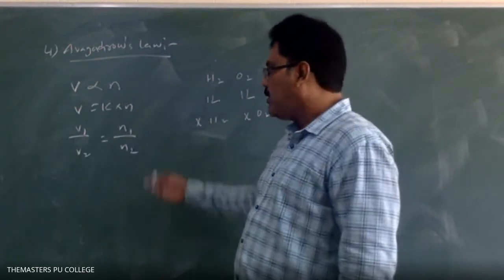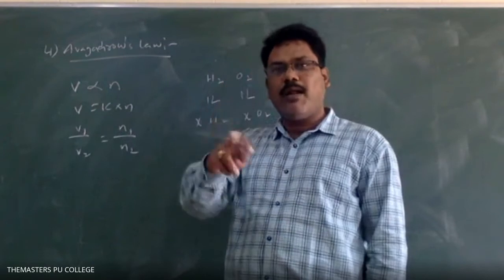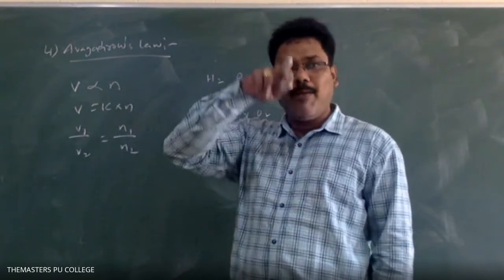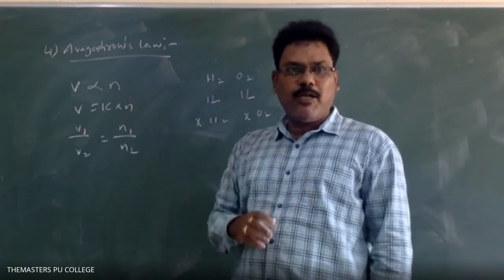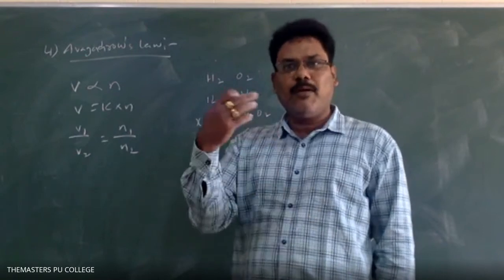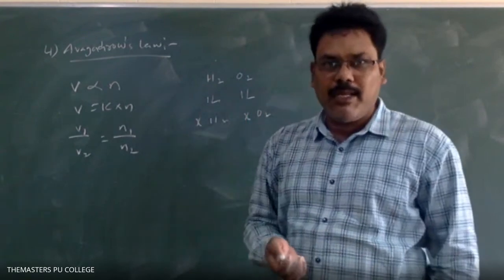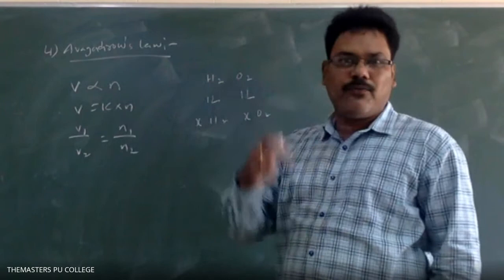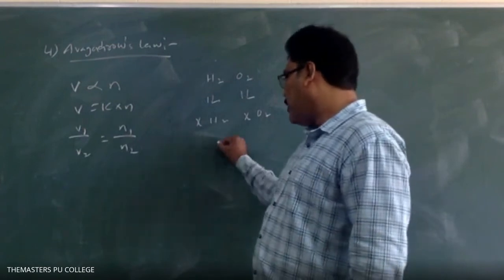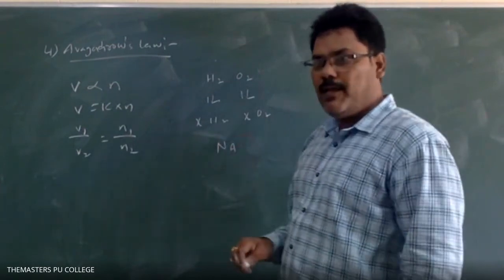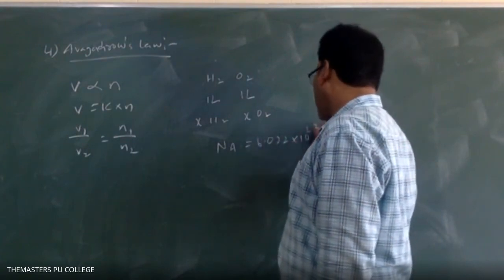So from this you can say that equal volume of gases contains equal number of gas molecules, nothing but equal number of moles. For example, 1 mole of any gas contains Avogadro number of gas molecules. Already you know that. What is the value of Avogadro number? 6.022 into 10 power 23.